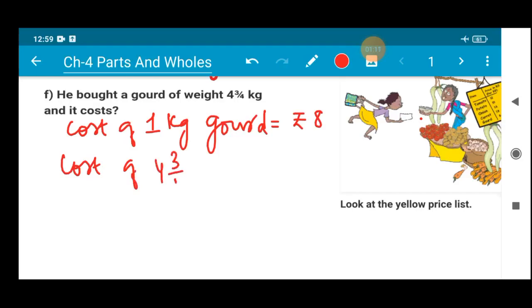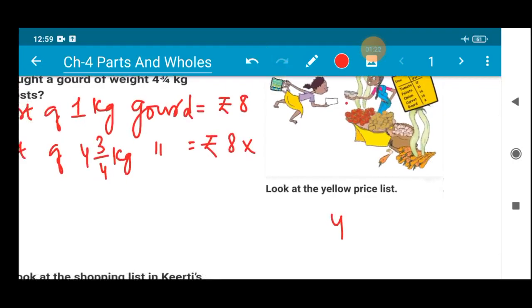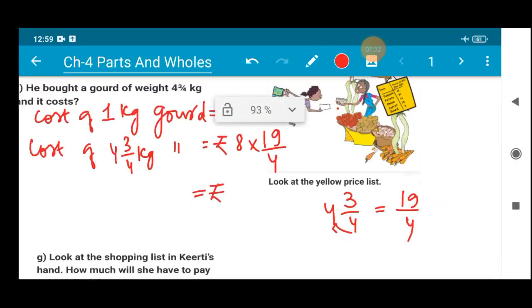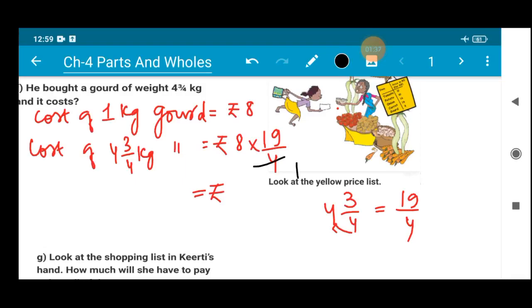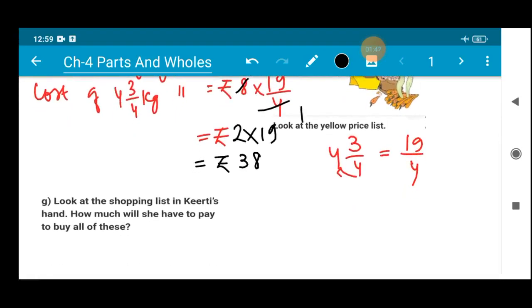the cost of 4 whole 3 by 4 kg gourd is equal to rupees 8 into, if I convert this 4 whole 3 by 4 into its improper fraction, what I'll get? 4 4s are 16, 16 plus 3 is 19 by 4. Yes, 19 by 4. I have already explained to you how to convert a mixed fraction into an improper fraction, so you will use that logic. 4 1s are 4, 4 2s are 8. Now 2 into 19 is equal to rupees 38. So the cost of 4 whole 3 by 4 kg gourd is 38.